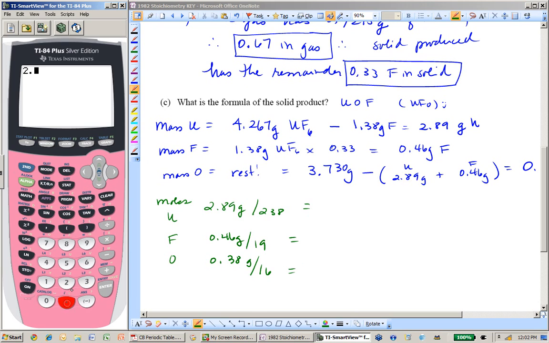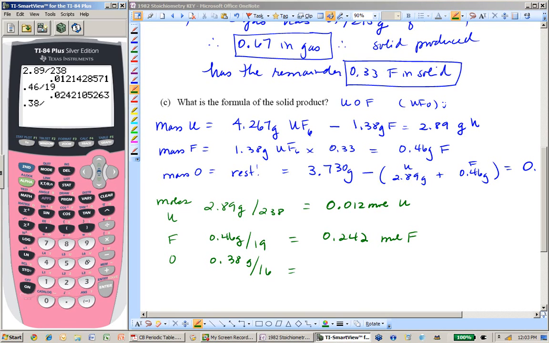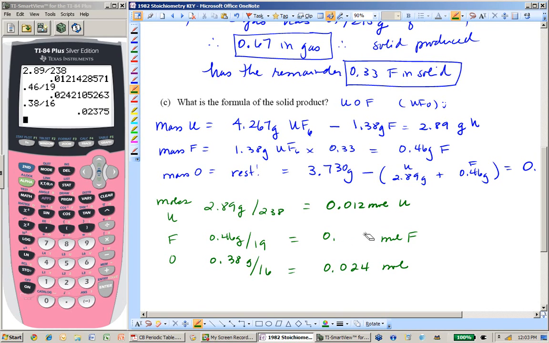So here we go. 2.89 divided by 238. And if you left it in your calculator, that's all fine. We'll agree close enough here at the end. So 0.012 mole of uranium, 0.46 divided by 19, 0.024 mole of fluorine, and 0.38 divided by 16, 0.024 moles. Okay, I missed a zero back here, didn't I? Look at my screen and see that. That's my worst habit. You'll get used to it. I do it a lot.